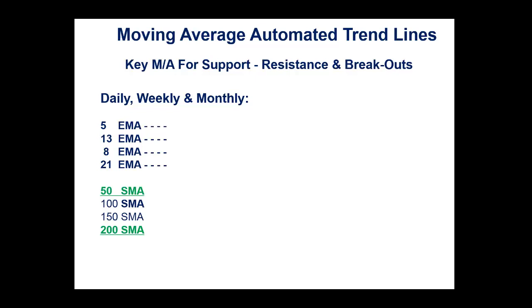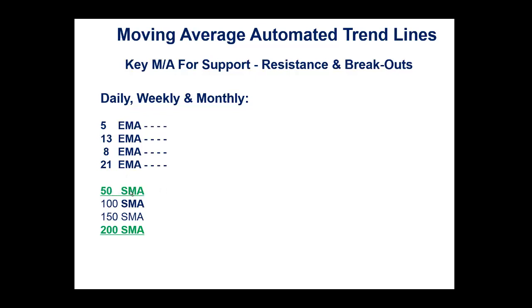So let's take a look at the key moving averages that I like to follow. These are key moving averages for daily, weekly, monthly. So I like to know where the 5 exponential moving average is, that's your faster moving average, the 8-period exponential, the 13-period exponential, and the 21-period exponential. And then I like to look at the simple moving average, which is a slower moving average.